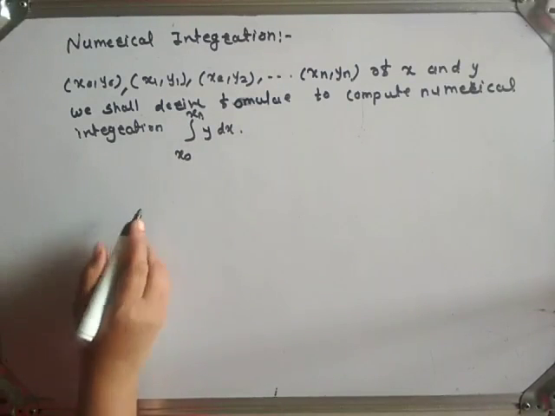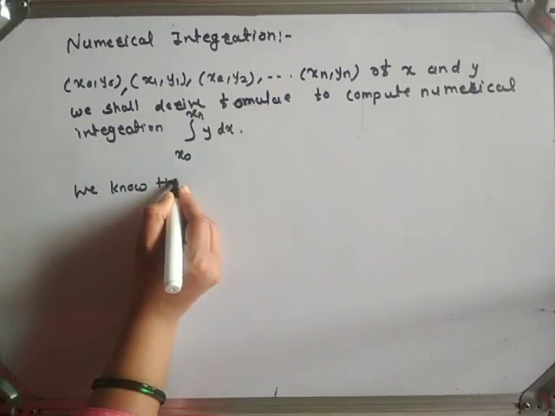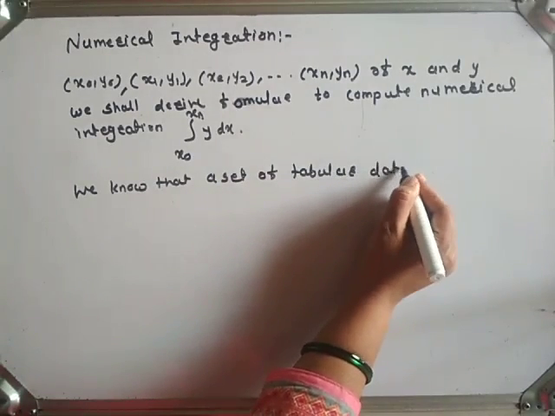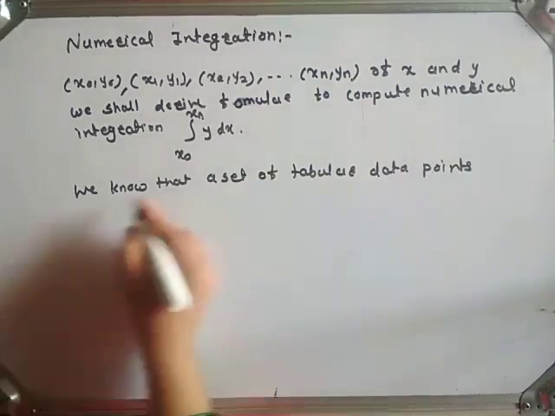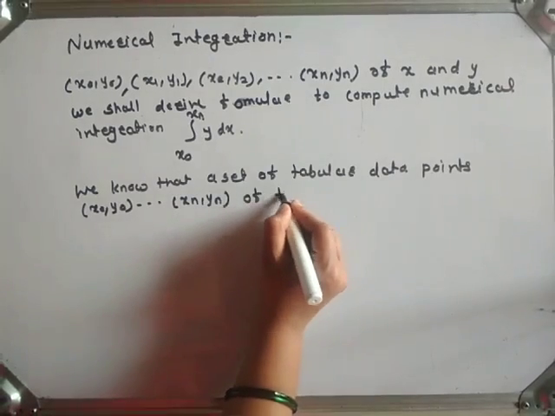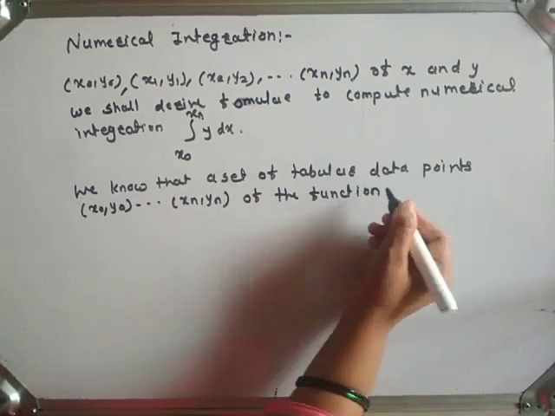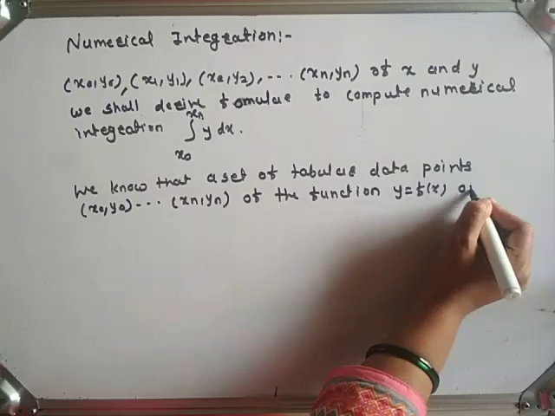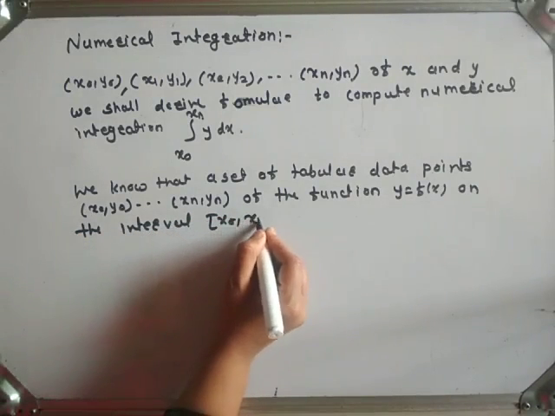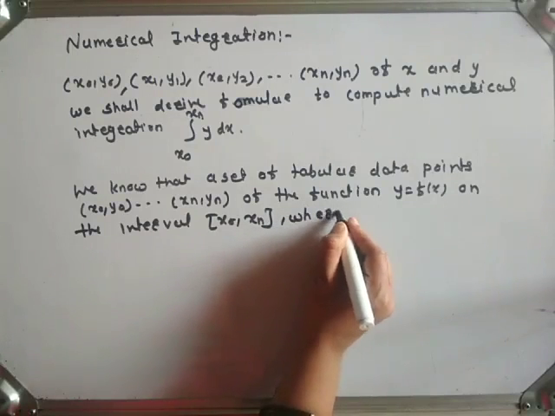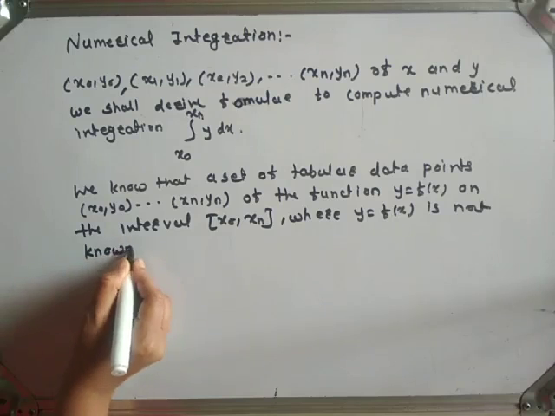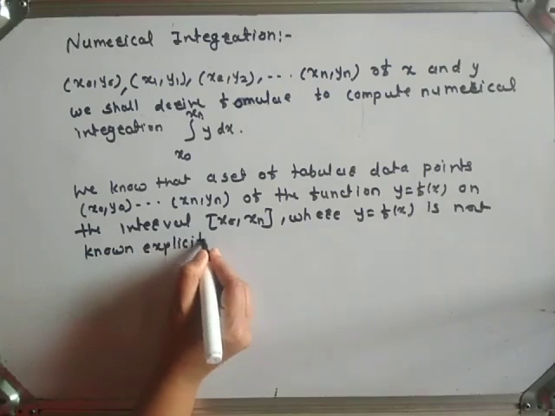We know that a set of tabular data points (x0, y0) and so on up to (xn, yn) of the function y is equal to f of x on the interval [x0, xn], where y is equal to f of x is not known explicitly.